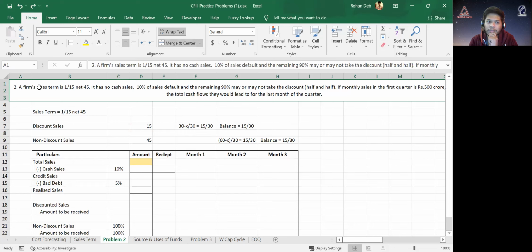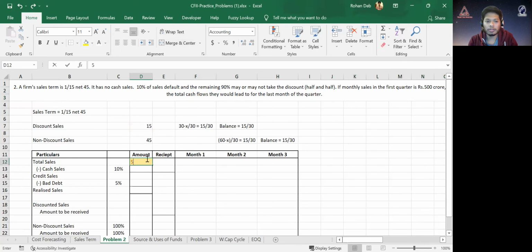It says that the firm's sales term is 1/15 net 45, which is a 1% discount if you pay within 15 days, and the net period is 45 days. It has no cash sales, 10% of sales default, and the remaining 90% may or may not take the discount. Monthly sales is 500 crores. So find the total cash flow that would result in the last month of a quarter.